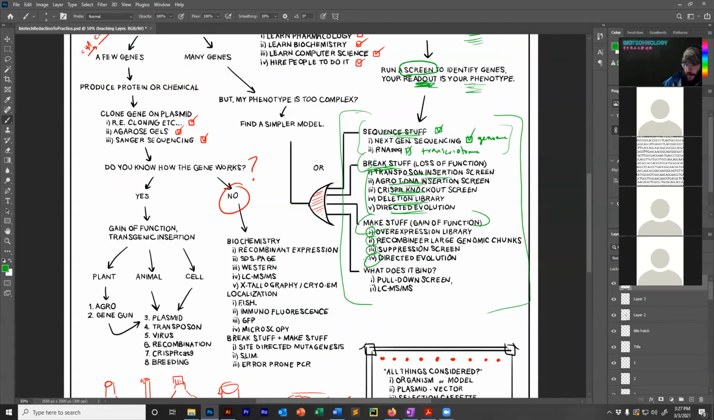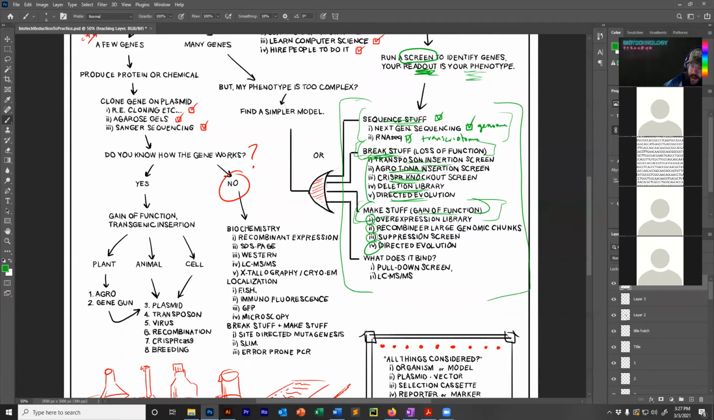And then directed evolution again. So essentially everything I've covered here now, there's a whole bunch of ways you can break stuff randomly. There's a whole bunch of ways that you can make stuff through gain of function experiments. And then a final type of screen, which I have used, which has worked very well, is if you have, say, a particular protein, you might be able to figure out what does it bind to.